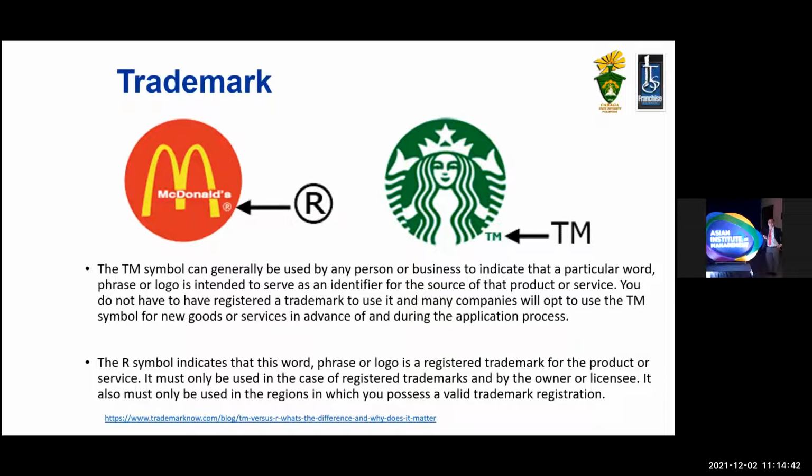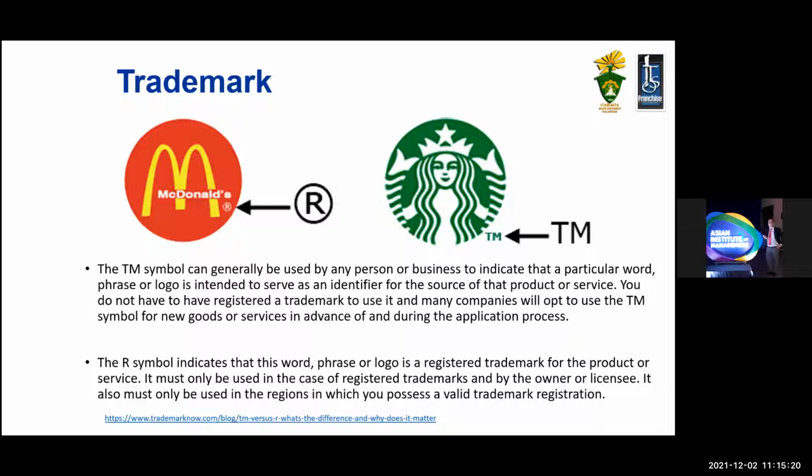So, you often see this in the companies' different logos. So they put R, then TM. So what are the differences between the two? As stated there, the TM symbol can be used by any person or business to indicate that a particular word, phrase, or logo is intended to serve as an identifier for the source of the product or service, and you do not have to register. You have to have a registered trademark to use the R, and many companies will opt to use the TM symbol for new goods or services in advance of and during the application process.